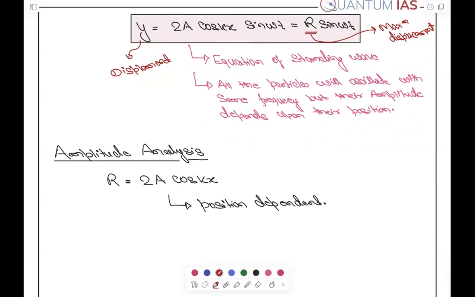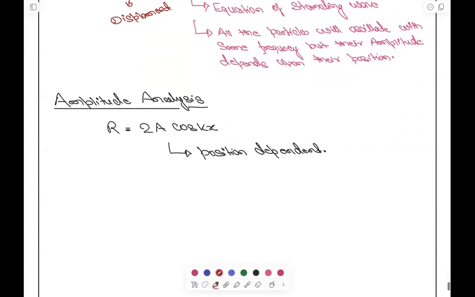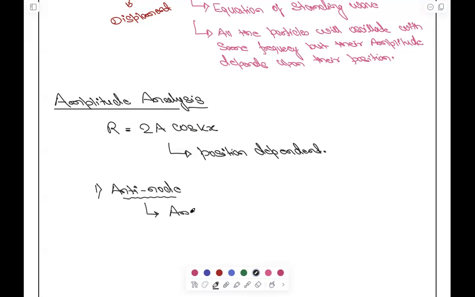So when it is position dependent, then the concept of node and anti-node will come. Then the positions will come for the node as well as the anti-node. Okay? So understand. Position dependent means the maximum amplitude of the particle depends upon the position. So first, let's do the anti-node analysis. Anti-node is a point, I'm writing it again and again, where the amplitude is maximum.